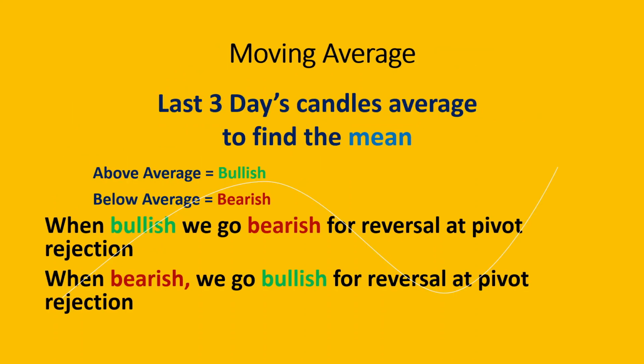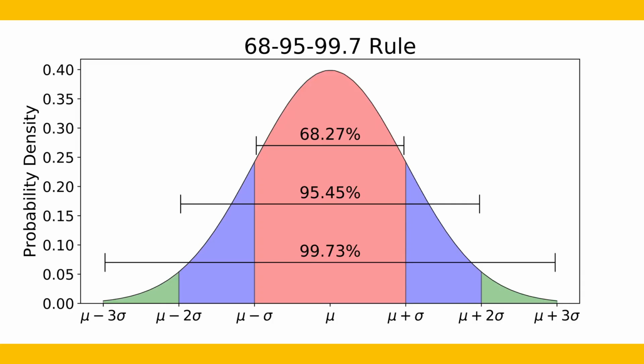As we know what a moving average is, generally when price is above the average we go bullish, below the average we go bearish. In this we would be looking at a daily chart scanner, with a 3-day moving average. When bullish, we would go bearish at the reversal, the pivot point. And when bearish, we will go bullish for reversal at pivot rejection. So basically this is standard deviation: we will find a stock which is going away from its mean.